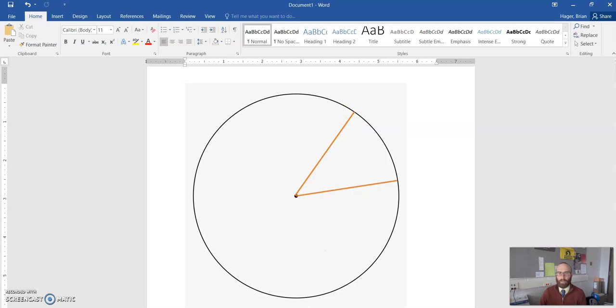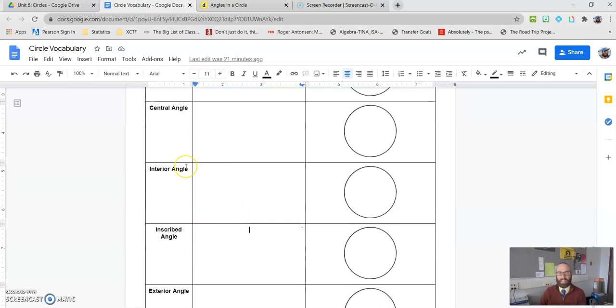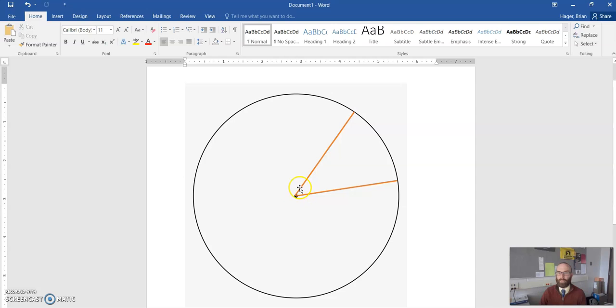But really what I want to focus on in this video are these angles. So you see a central angle, an interior angle, an inscribed angle, and an exterior angle. The key to these is understanding where the vertex of the angle lies. Remember, vertex is where those two lines or line segments connect.